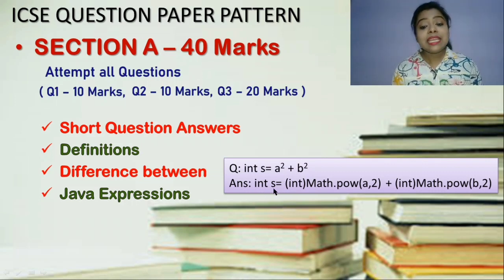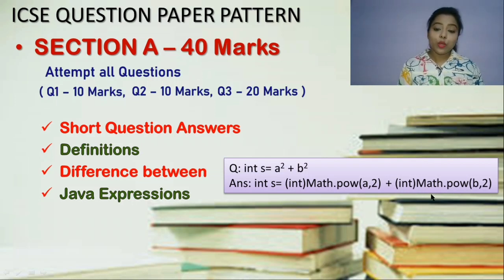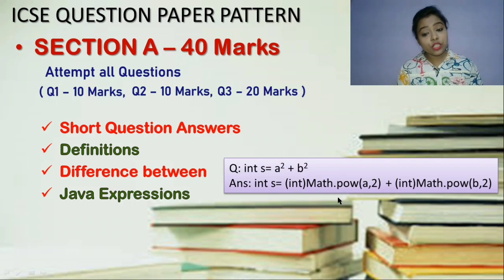You can see here int a is equal to, within bracket, int. This we are typecasting because the answers of these mathematical library functions are always in double. Then we are writing Math.pow(a, 2). So we are using the pow method. The purpose of this pow method is to calculate the power. Here a square is given, so the base is a, comma 2 is the power, plus same way int Math.pow(b, 2). So this is the Java expression of this mathematical expression. So in the Java expression section you have to convert these mathematical expressions into Java expressions.